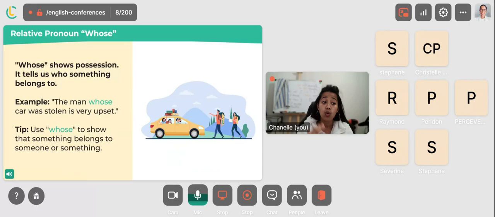When we look at whose, it shows possession. It tells us who something belongs to. For example, the man whose car was stolen is very upset. So now we are looking at possessive. A useful tip to using whose is that it shows that something belongs to someone or something.